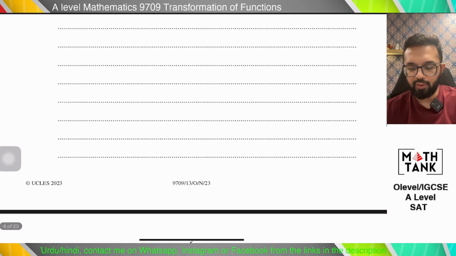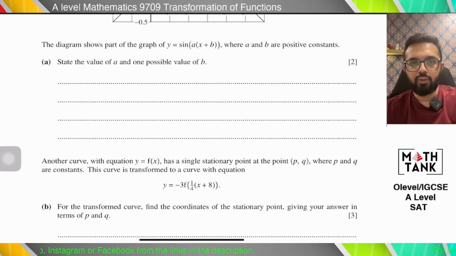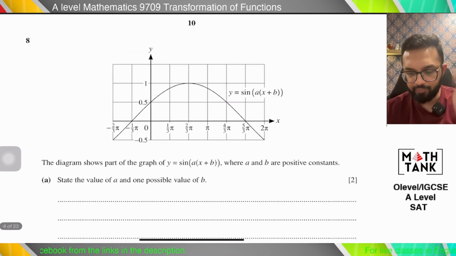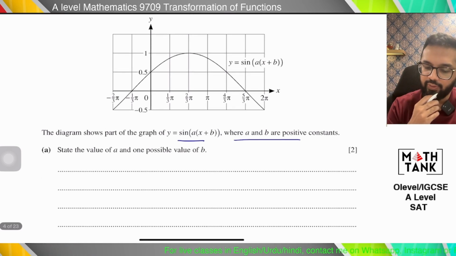This is question number 8 from November 2313. Let's start solving this. It says the diagram shows part of the curve y equals sine ax plus b, where a and b are positive constants. State the value of a and one possible value of b.